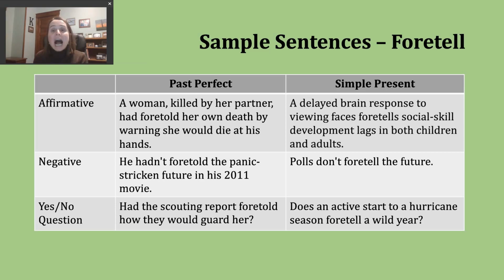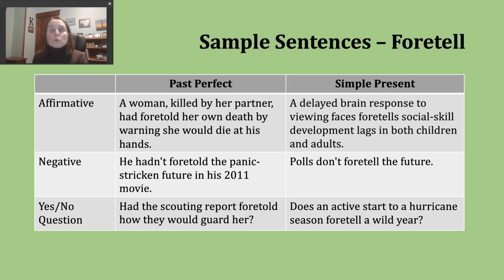If our subject is I, you, we, or they, you're going to use the base verb. So no suffixes, no additional words here, just the base verb in the affirmative. But if your subject is he, she, or it, then you need to add an S to the end of the verb. And I think you can see that here.